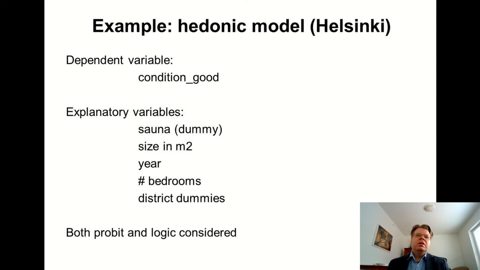And I will then use this example to also compare the results of Probit and Logit regression, but first of all, to illustrate the Probit regression. We earlier used this housing market data of Espoo, but this particular sample is actually the center of Helsinki. Okay. So here this condition good is now just binary. So condition satisfactory or weak are then taking values of zero.